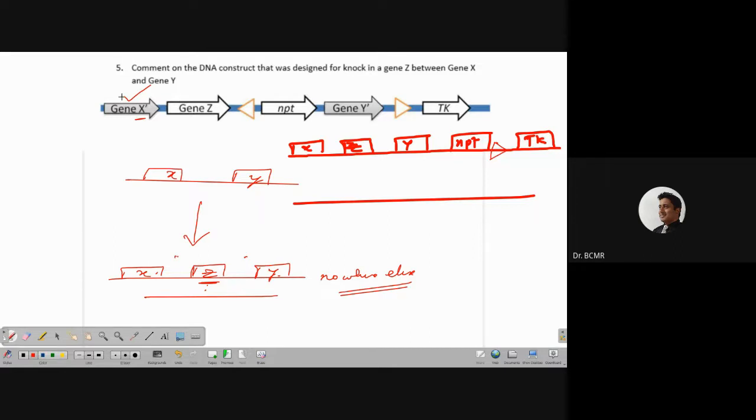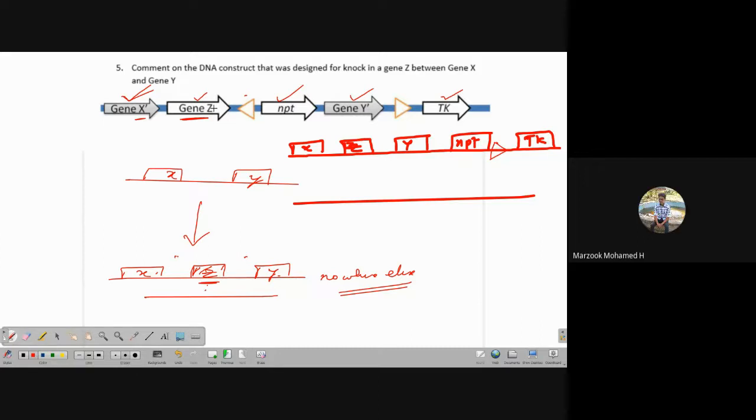First, if you can tell me why do we have gene X? Gene X is the purpose. We want to put that particular gene in here. Okay. Why do we have NPT? Why do we have gene Y? Why do we have TK? What are the purposes of these genetic elements?